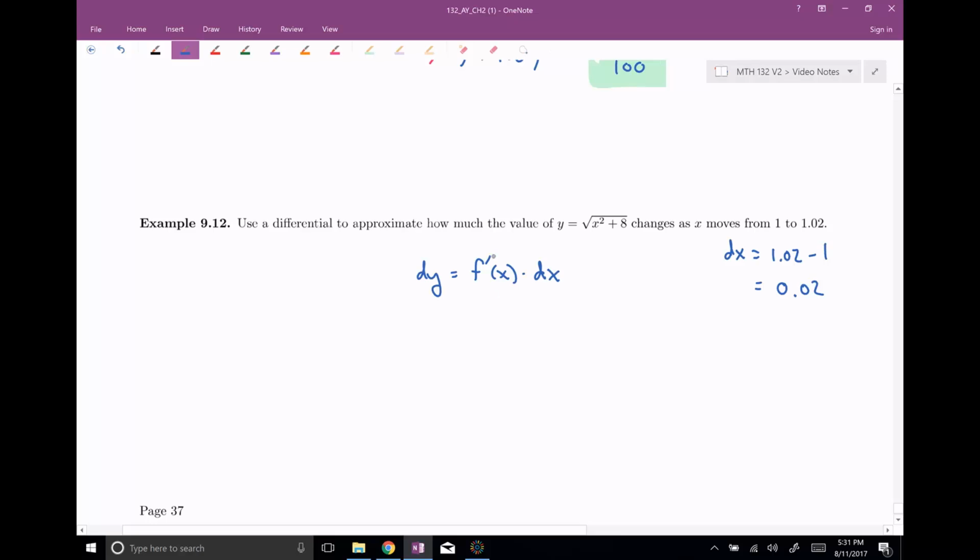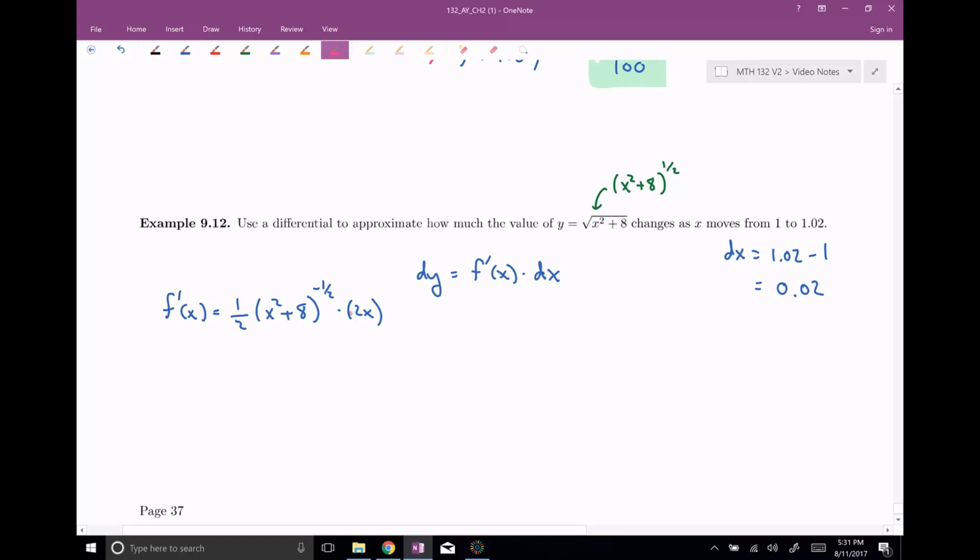Let's go ahead and calculate the derivative of this function then. So f prime of x is going to be, well, remember that this is the same thing as x squared plus 8 raised to the 1/2 power. Square roots are the same thing as being raised to the 1/2 power. So when I take the derivative, the 1/2 comes down, leave the inside alone, reduce the power by 1, then we multiply by the derivative of the inside, thanks to the chain rule here.